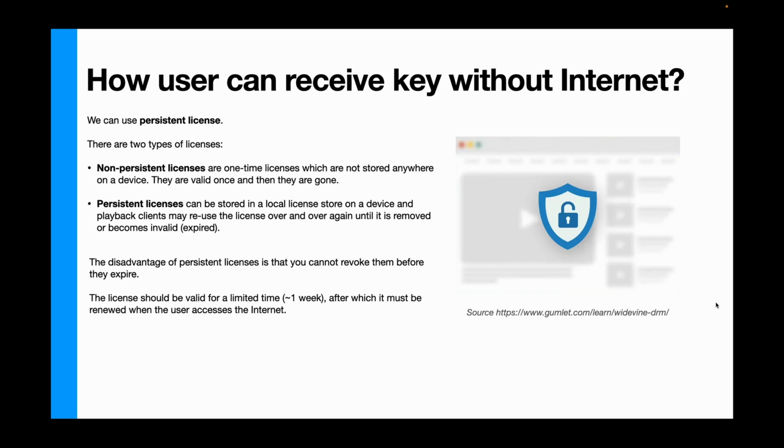The obvious question here is how a user can receive a key without internet. We can use a persistent license. There are two types of licenses, non-persistent and persistent. Non-persistent licenses are one-time licenses, which are not stored anywhere on a device. They are valid once and then they are gone. Persistent licenses can be stored and can be used multiple times. The disadvantage of persistent licenses is that you cannot revoke them before they expire, so it would be smart to set a limited lifetime for them, for example 1 week.